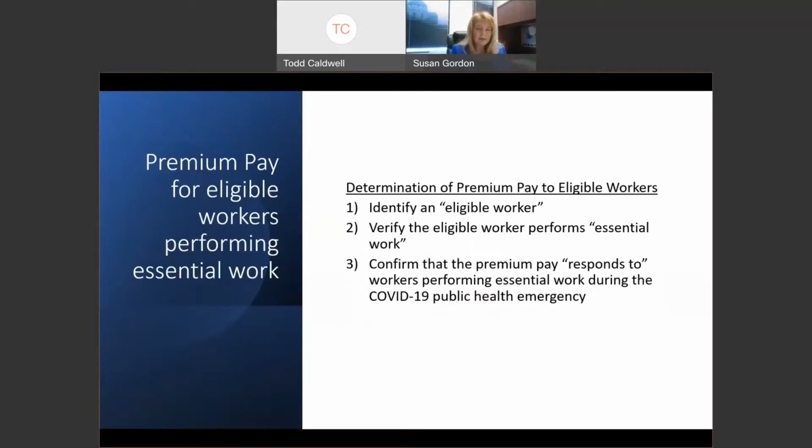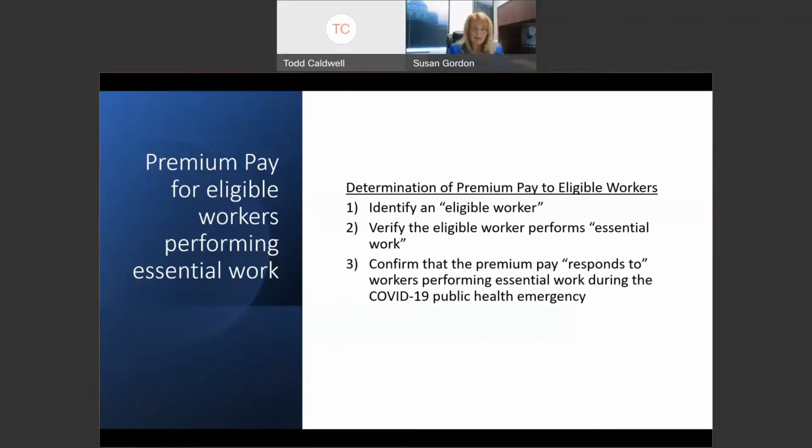So the first thing that you have to do, and things we're going to be looking for in an audit, is to identify an eligible worker. The Act itself and the final rule have definitions of who's considered an eligible worker, which includes government employees. And it allows for your executive to name additional eligible workers. And then you need to make sure that the eligible worker performs essential work.